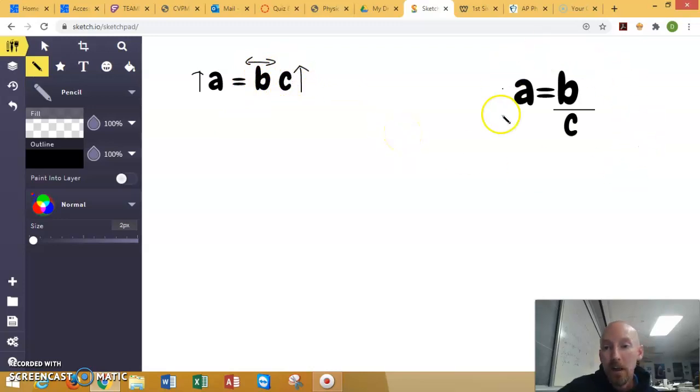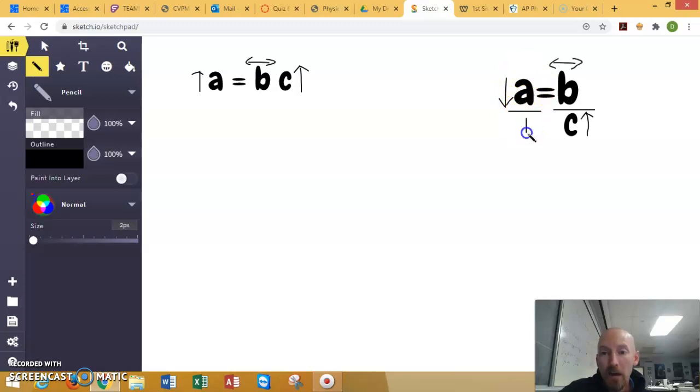We can look at something like this here. Mr. Mitchell did this in our lecture, and I thought it was great. Here, we have A is equal to B over C, B divided by C. So if C increases, let's say B stays constant again. So we'll leave B constant in both of them. If C goes up, what's going to happen to A? What happens is A goes down. It will decrease.